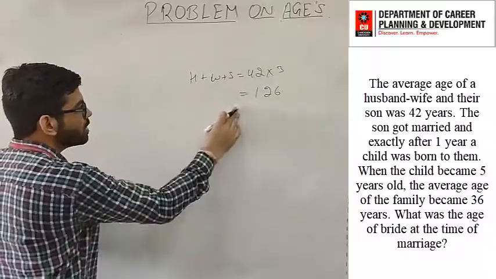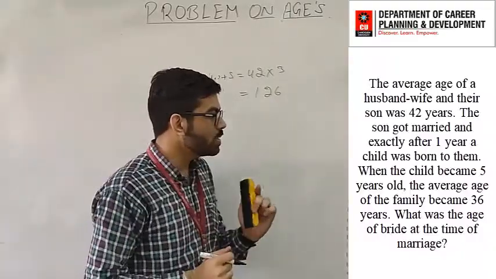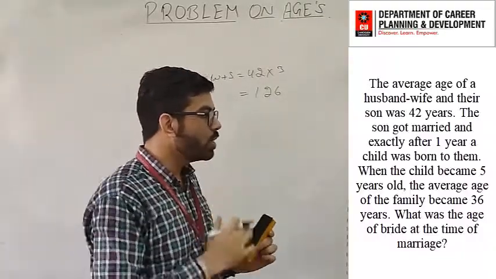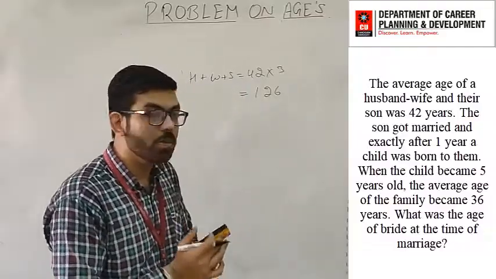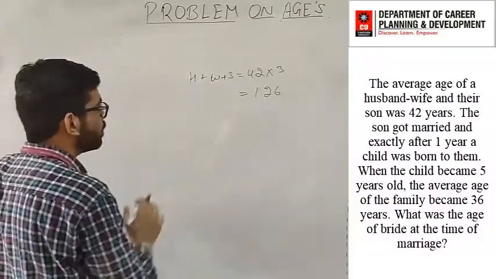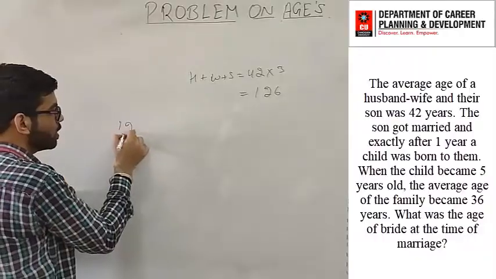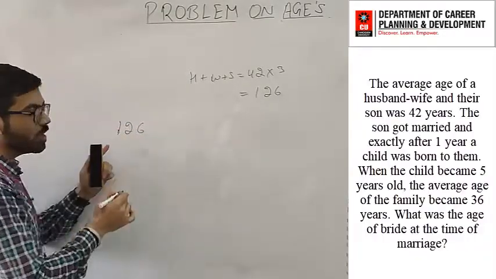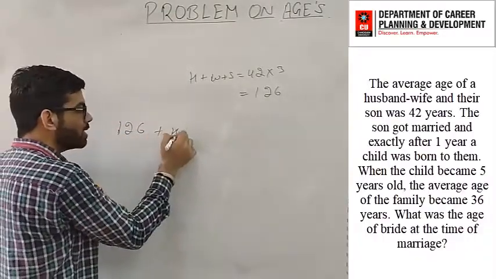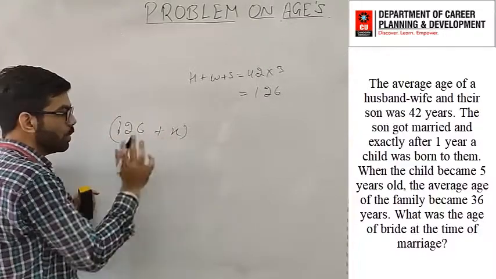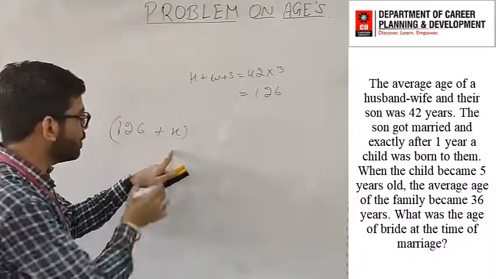Now just see the things here. One more thing is given: when the child becomes 5 years older, the average age of the family becomes 36. Let's follow this one. That is, 126 is the sum of their present ages, plus x, the age of the bride at the time of the marriage.